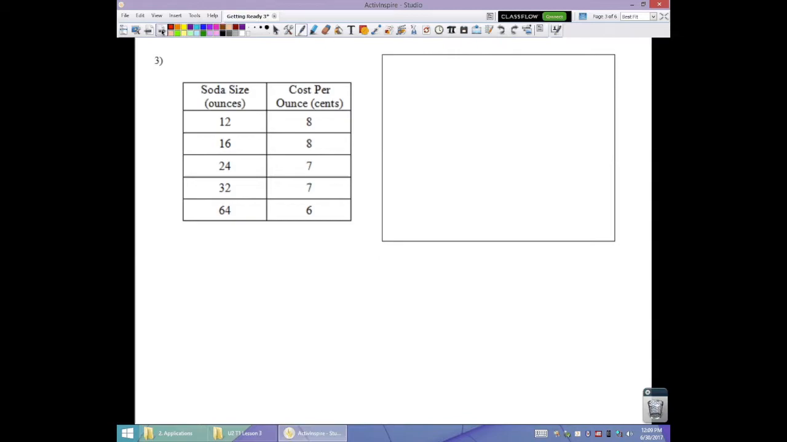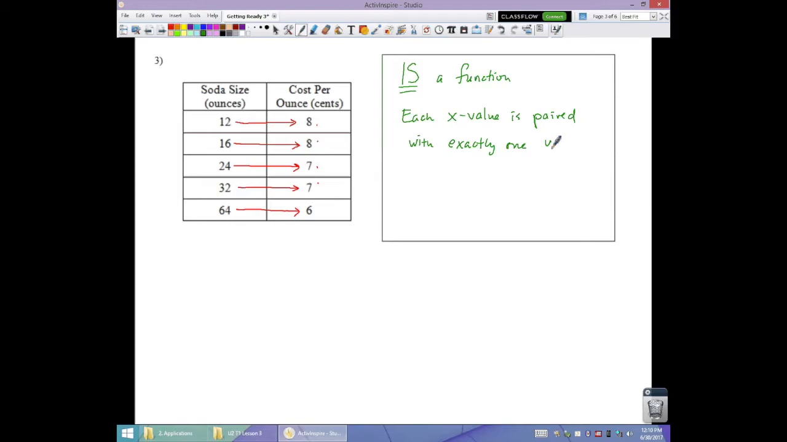Okay. So number 3, each x value is paired up to exactly one y value. Now, some of these y values repeat, but that's totally okay. That does not violate the definition or the requirement for a function. So this one is a function. Again, we write our definition really as our reason. So each x value is paired with exactly one y value.